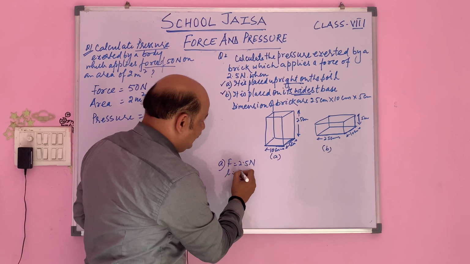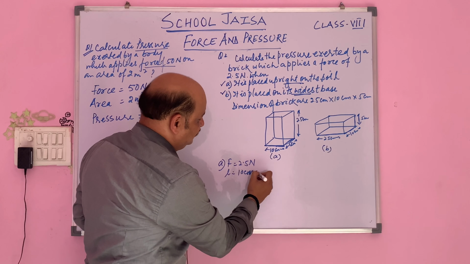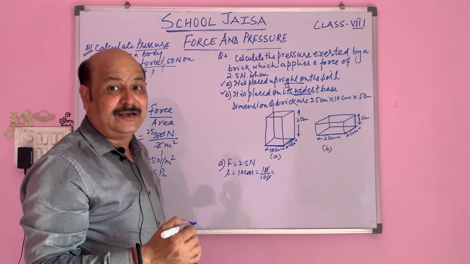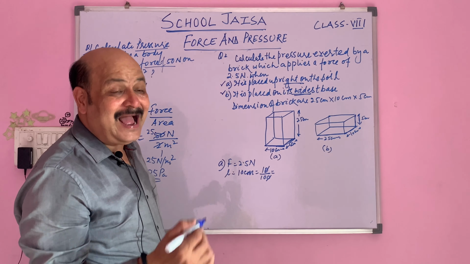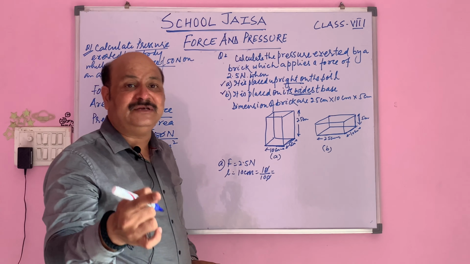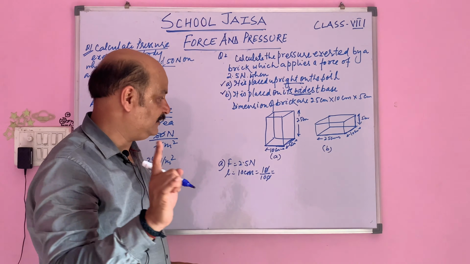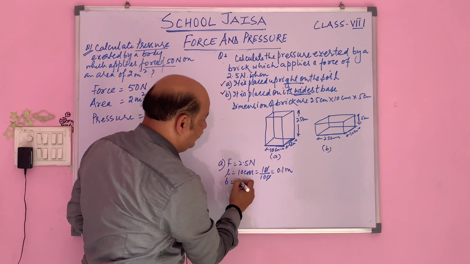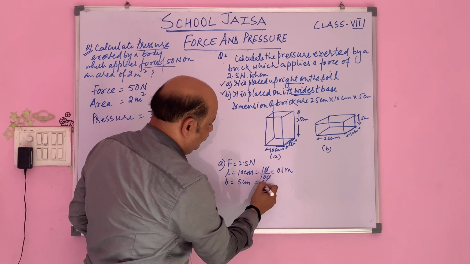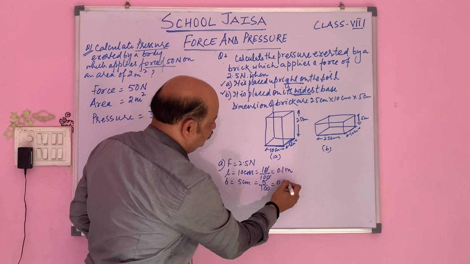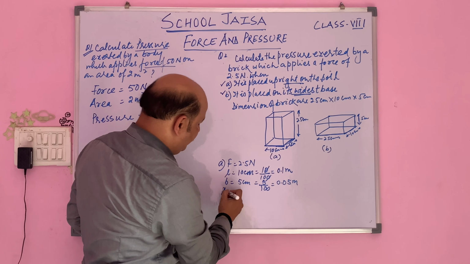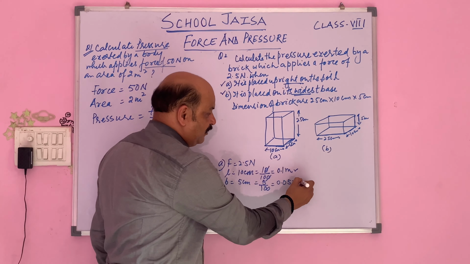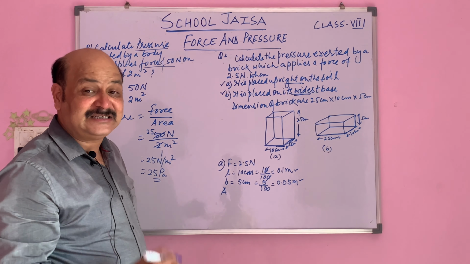Let's see. The length given over here, according to the first condition, is 10 centimeter. So it becomes 10 upon 100. Why? Because we know 1 meter equals 100 centimeter, and to convert centimeter into meter we have to divide by 100. So we get 0.1 meter. Similarly, the breadth is given as 5 centimeter, so we write 5 upon 100 and that comes to 0.05 meter. Now we will calculate the area, because now the length and breadth which we have got are in SI unit, that is in meter.